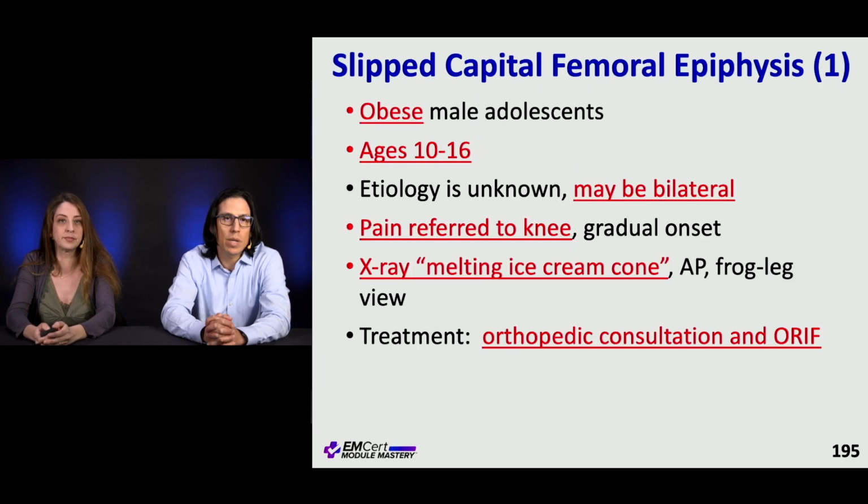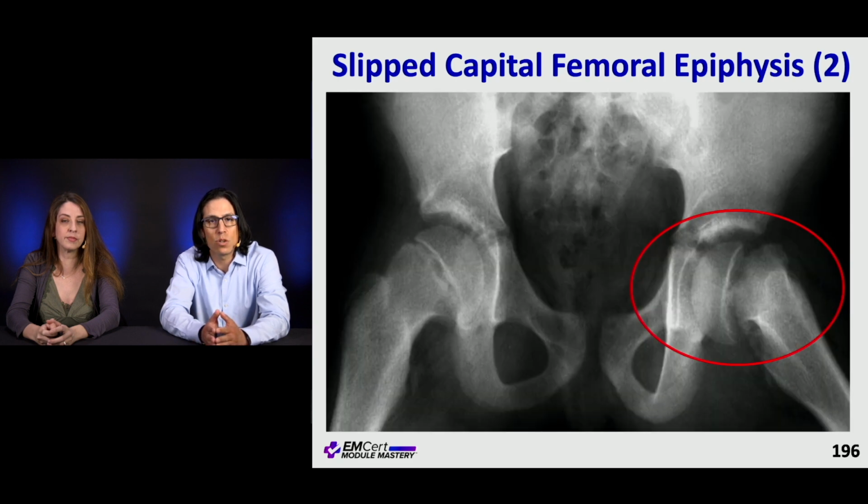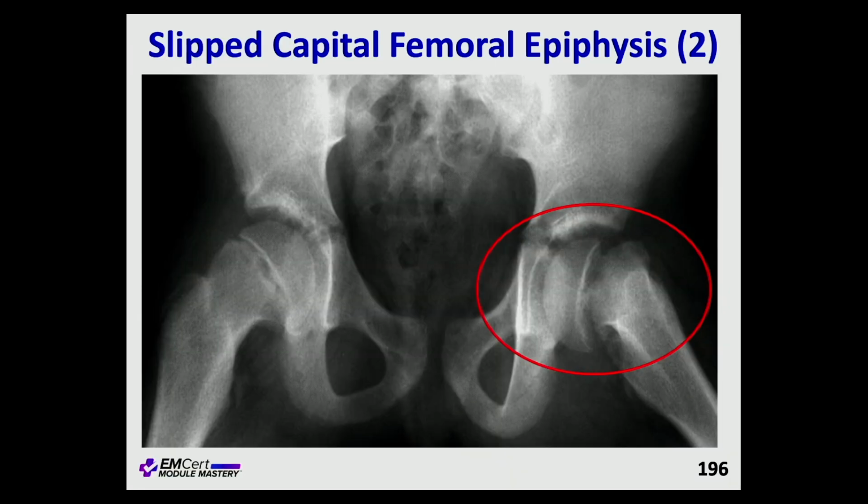How about slipped capital femoral epiphysis, or SCFE? This is classically an obese male adolescent between the ages of 10 and 16. Nobody really knows exactly what has happened. It can happen on both sides. Sometimes the pain is referred to the knee. Onset is gradual, and the x-ray, as you're going to see in the next slide, looks really kind of like a melting ice cream cone. You want to get an AP and a frog leg view. Treatment here is orthopedic consultation and fixation. And there you can see that the capital femoral epiphysis on the patient's left leg has just slipped off. It looks sort of like the ice cream falling off the cone.